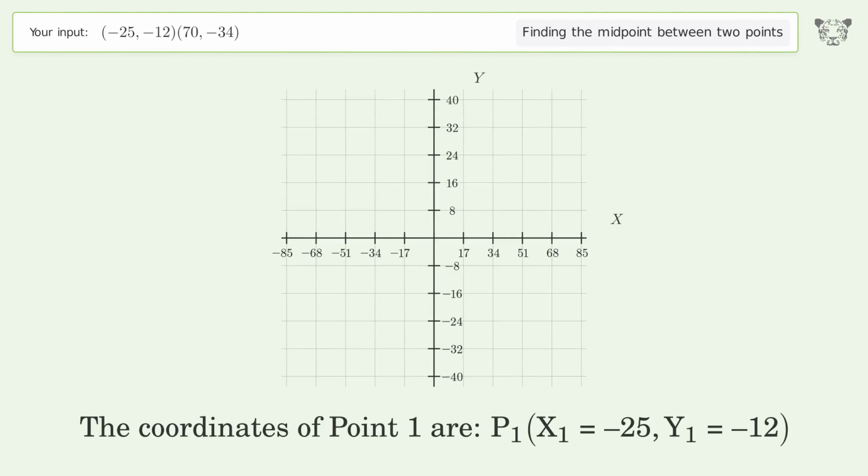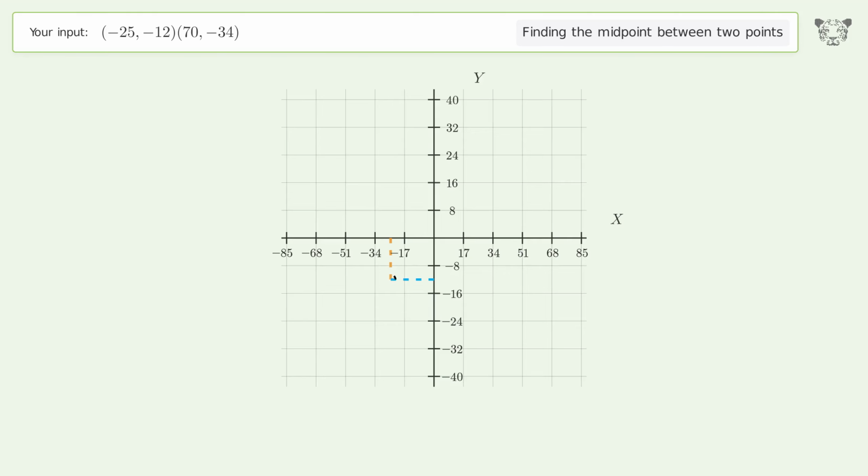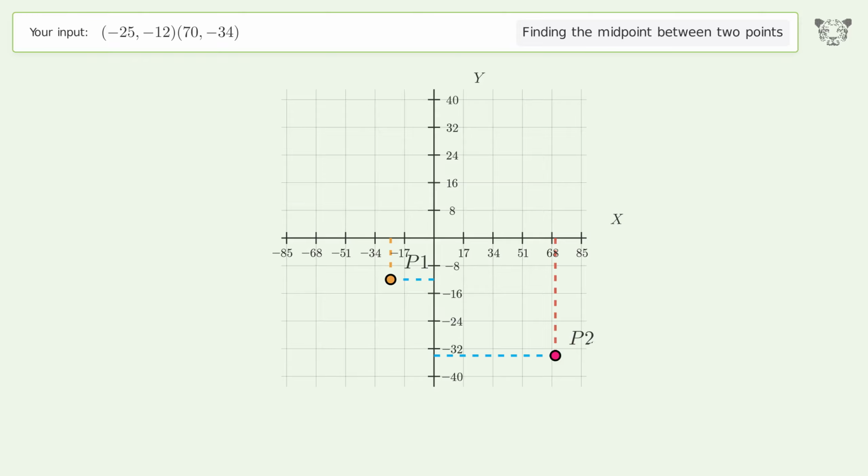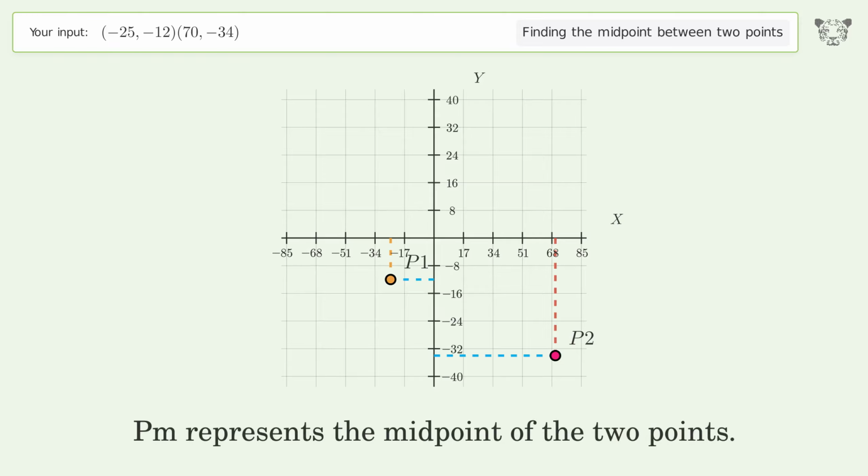The coordinates of point 1 are x1 equals negative 25, y1 equals negative 12. The coordinates of point 2 are x2 equals 70, y2 equals negative 34. PM represents the midpoint of the 2 points.